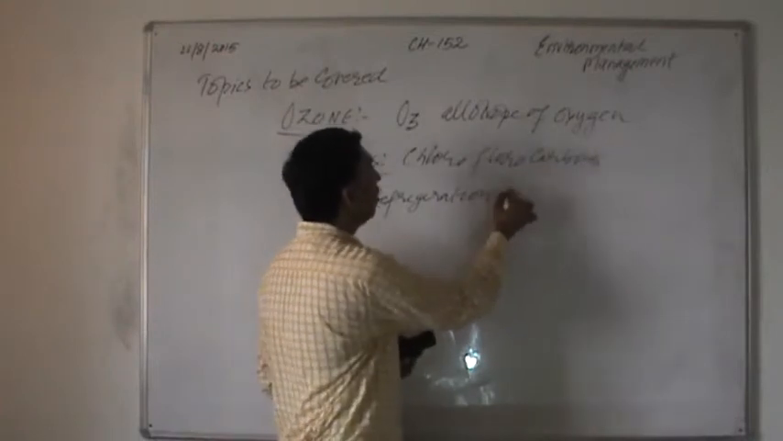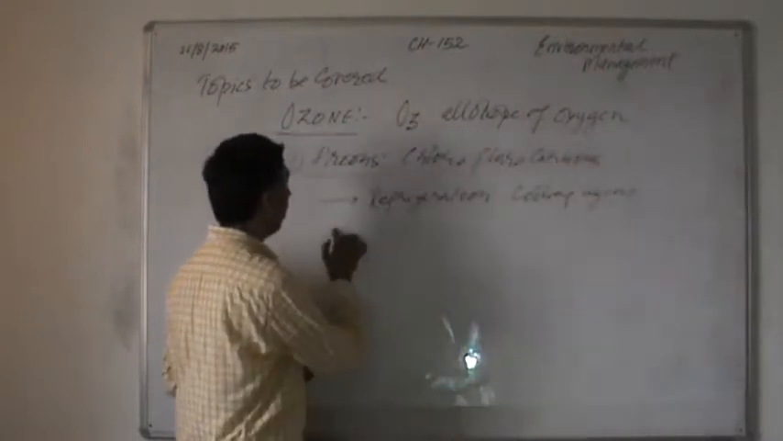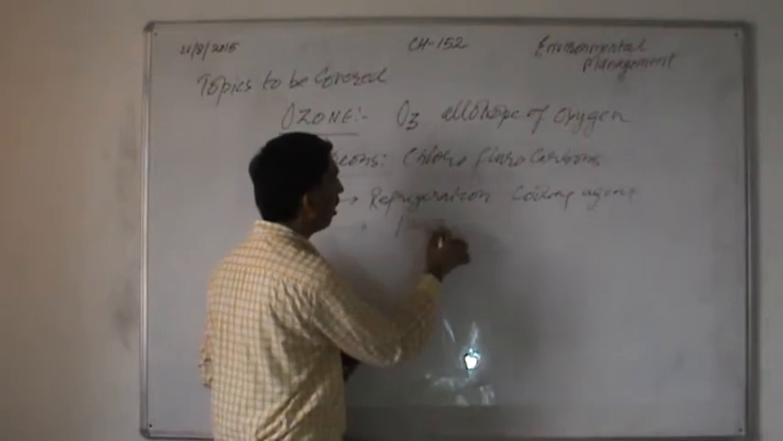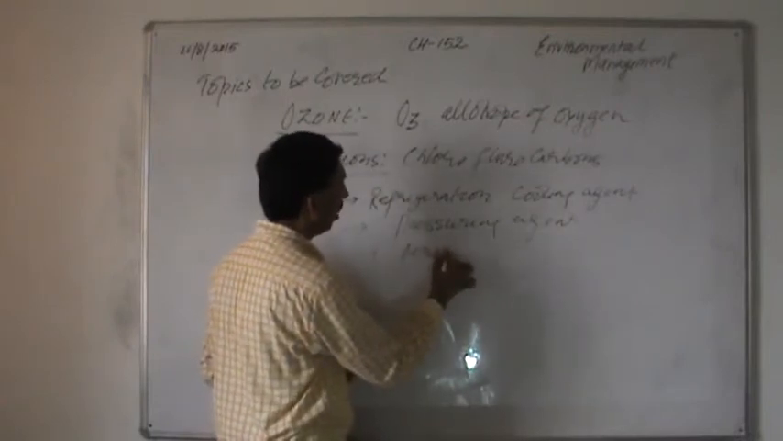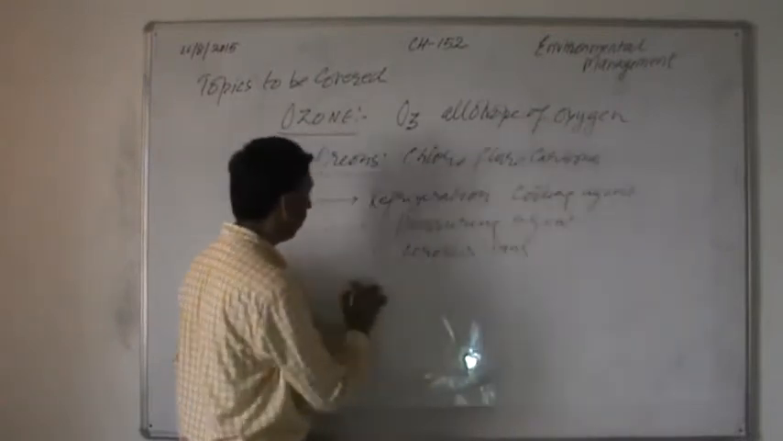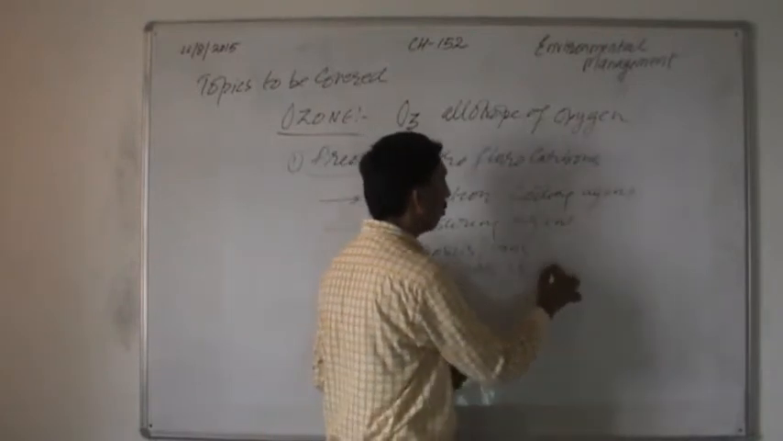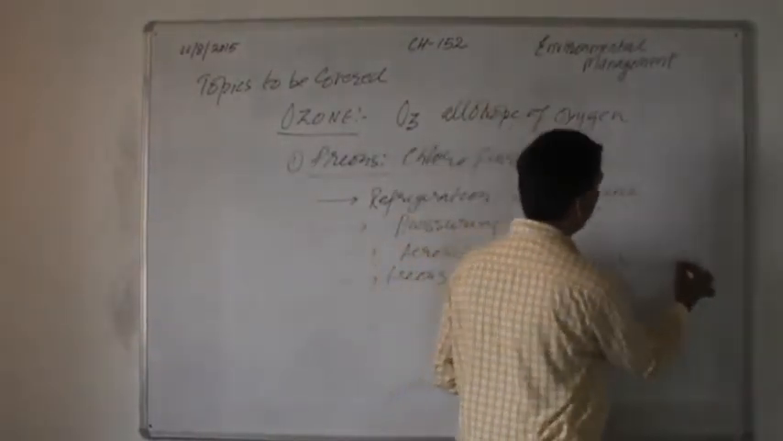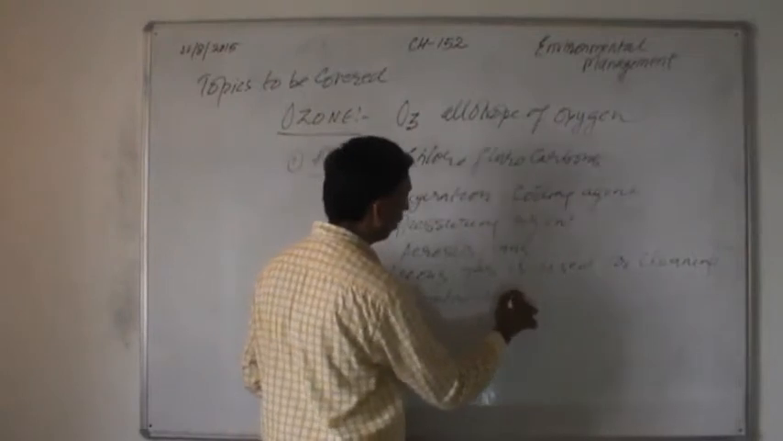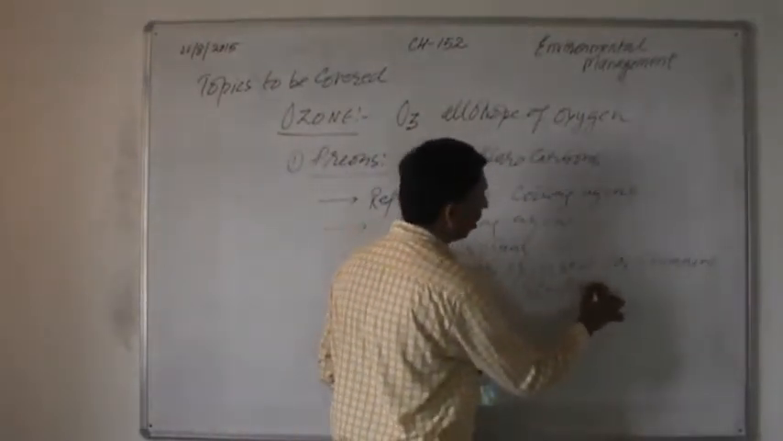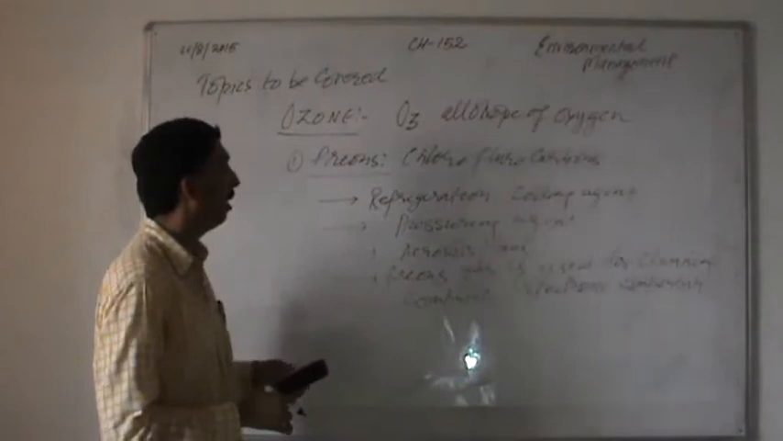In the refrigeration industry, this freon gas is used as a cooling agent. Secondly, it is used as a pressurizing agent, and it is used in aerosol cans. Then purified freon gas is used for cleaning computers and electronics components. Therefore, these are some of the major uses of these freons.